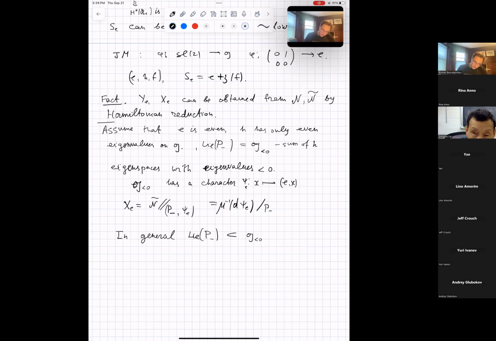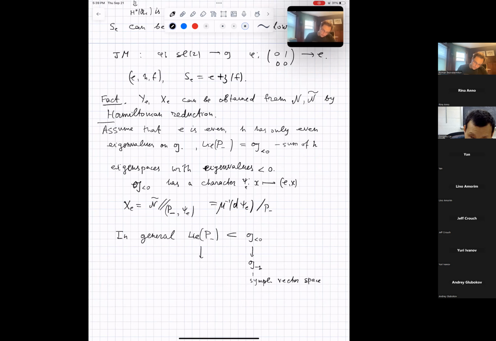So the point is that g_{<0} goes to g_{-1}, and it turns out that this is a symplectic vector space, and there is an additional choice.